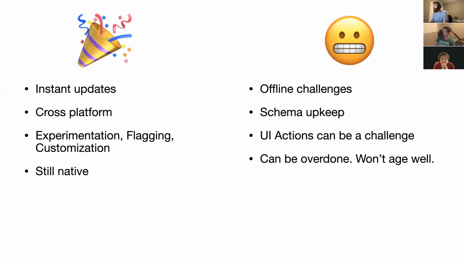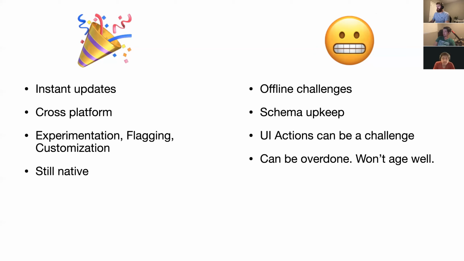Some of the cons are there will be some challenges like offline, and when you're building really complex UIs, there's definitely added challenges. Schema upkeep. So you definitely want to make sure that all platforms, the backend, everything's in sync on the way the schema looks, and you're going to be adding to that schema. So there needs to be some process around that to make sure everyone's on the same page.